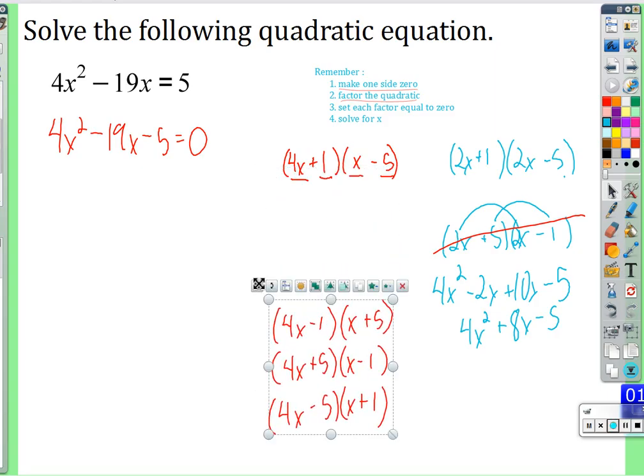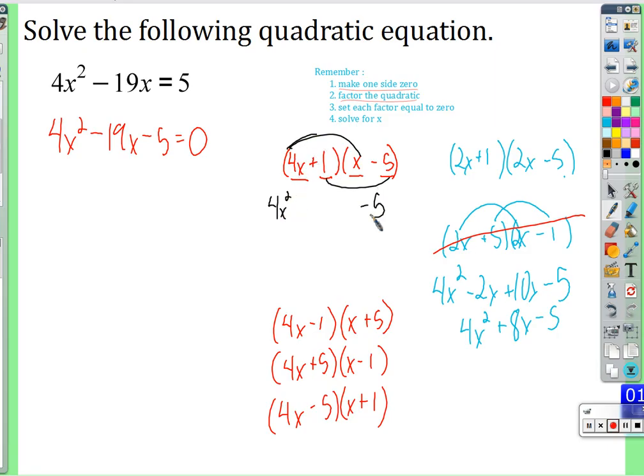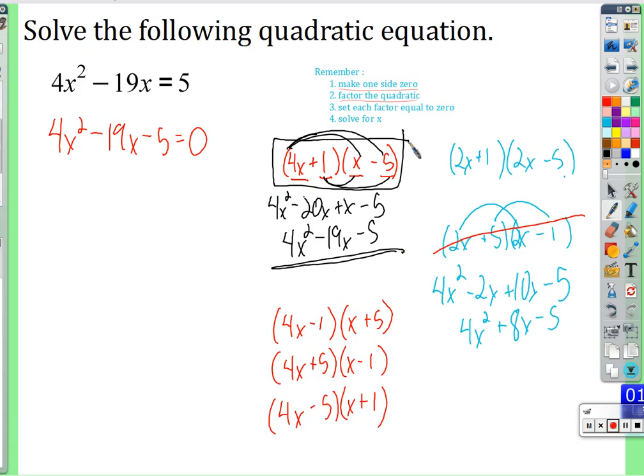Let's try this one. 4x times x is 4x squared. 1 times negative 5 is negative 5. 4x times negative 5 is negative 20x. And 1 times x is positive x, so you get 4x squared minus 19x minus 5. That tells us that this is the correct factorization. So we factor this as 4x plus 1 times x minus 5. So we factored the quadratic.